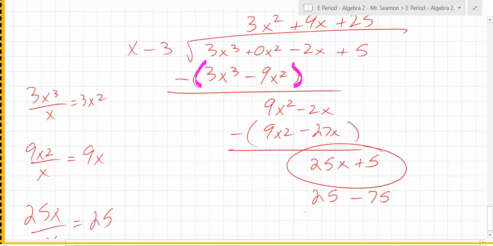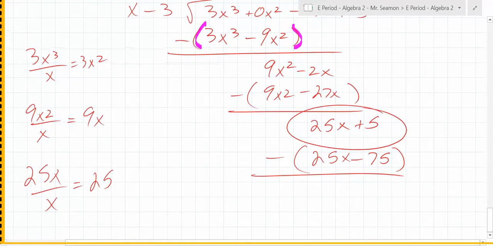So you end up with 25 what? Minus, you said it, Nick, minus what? Yeah, now what's that thing you have to do? You have to subtract 25x minus 25x. What is that? 0. What's 5 minus negative 75? That's 80.